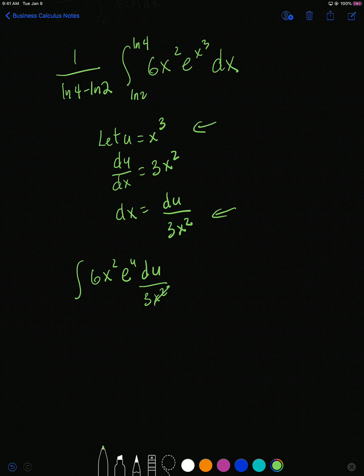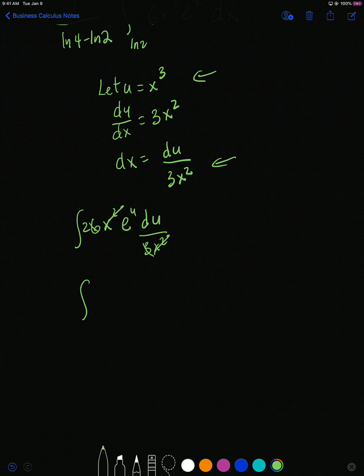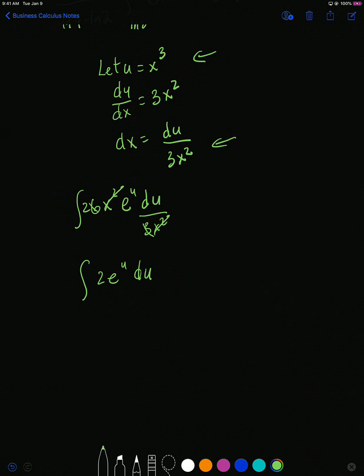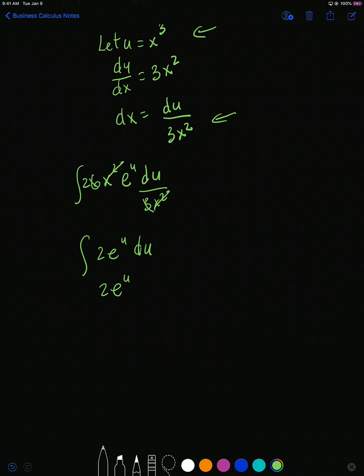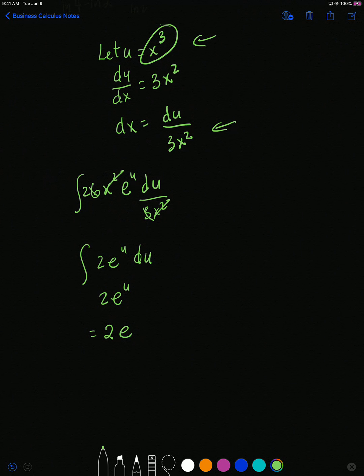The x squareds will cancel out. 3 goes into 6 twice. And so this is the antiderivative of 2e to the u du. The antiderivative right here is going to be 2e to the u plus c, but we leave the plus c off because it's going to be a definite integral. And so then this is going to be equal to 2e, u was x cubed, so 2e to the x cubed, and I'm integrating from x equals ln 2 to x equals ln 4.